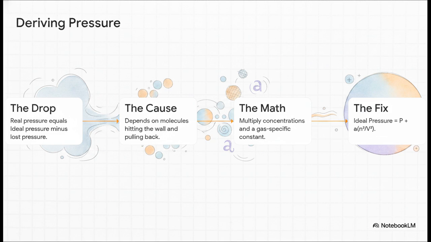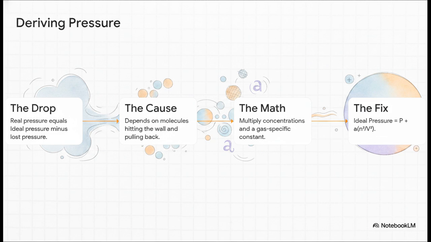Now, what's causing P prime? It depends on 2 interacting groups of molecules. The concentration of the runner molecules hitting the wall, which is the number of moles N divided by the volume V, and the concentration of the crowd pulling them back, which is also N over V. Because these 2 groups interact with each other, we have to multiply their concentrations together. So N over V times N over V gives us N squared over V squared. Then we multiply this whole thing by a special constant, A, which represents how sticky or attractive that specific gas is.